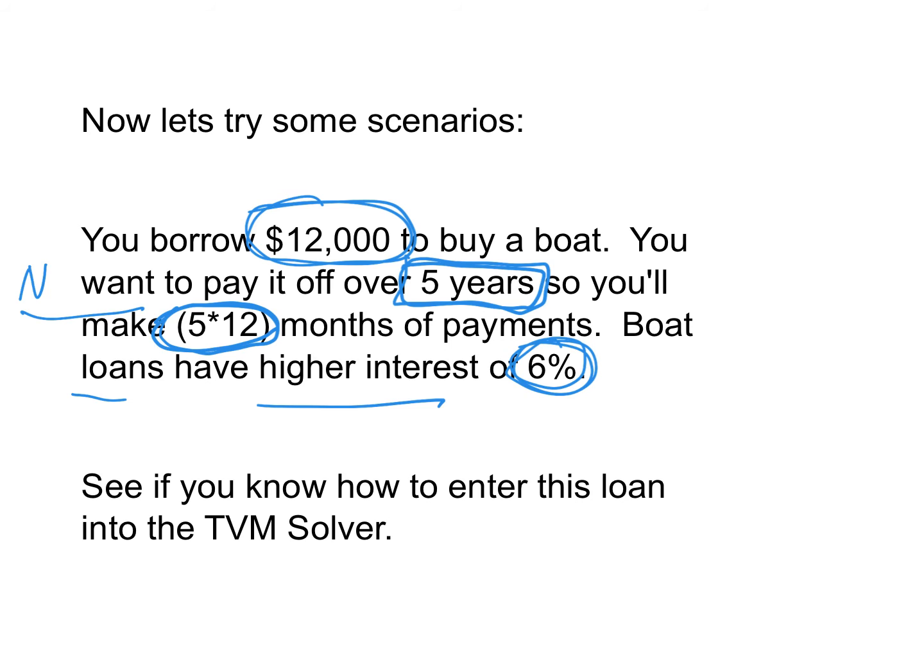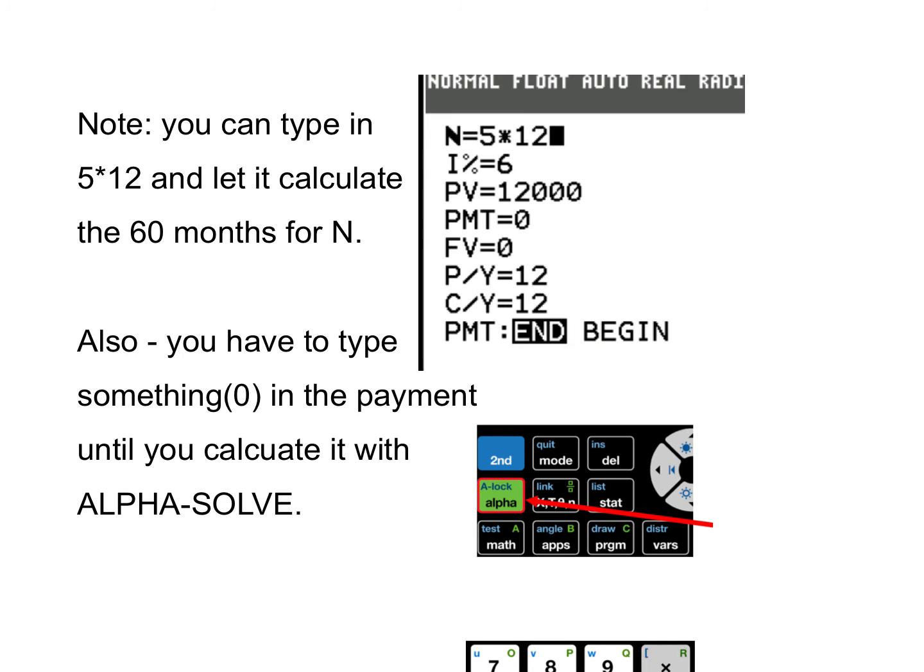So see if you can enter this all into the TVM solver. And again, I'd recommend pausing for just a moment here and putting that all in, making sure that you have figured out what the payments would be with this info. All right, so here's what I got. Right now I have payment of 0. What? 0 payment? I'd love that, but that's not the reality.